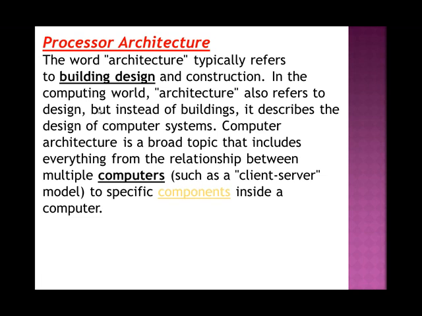Computer architecture is a broad topic. Why? It contains so many parts. It is a broad topic that includes everything from the relationship between multiple computers, known as the client-server model, to specific components inside a computer. So why is it a broad topic? Because it contains multiple computers, which is known as client-server architecture. So whenever I am using multiple computers or multiple networks inside the lab, inside the room, that is known as client-server architecture.